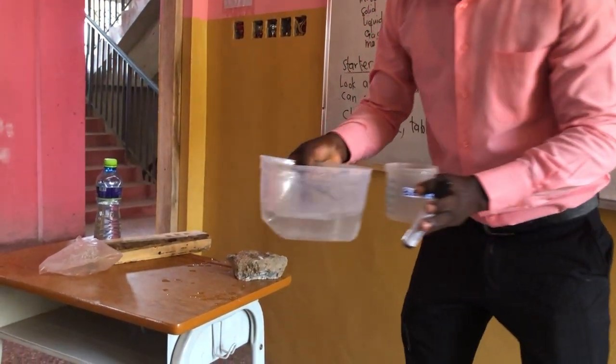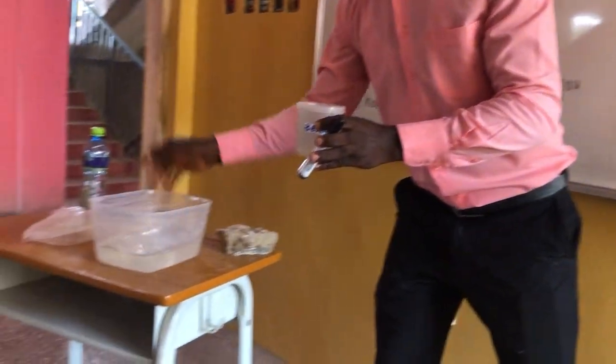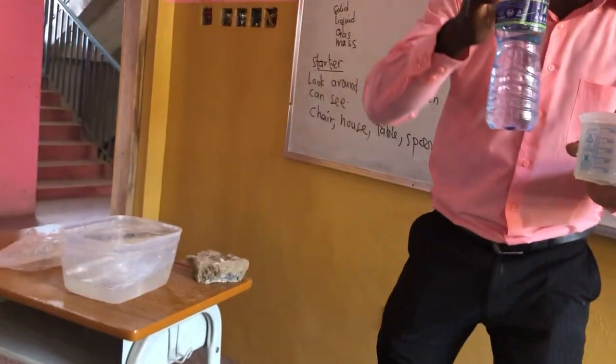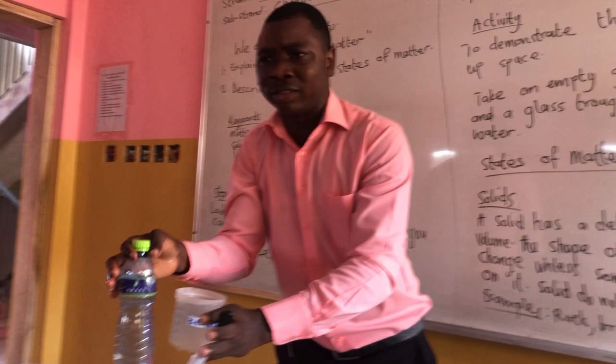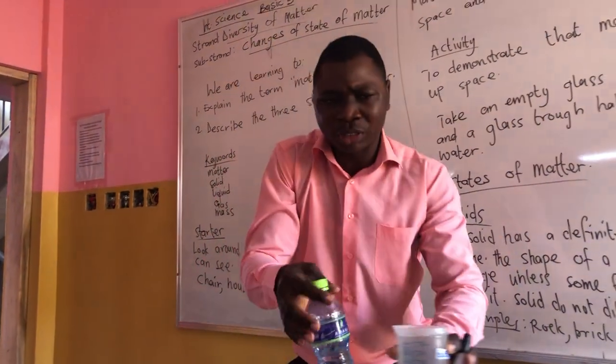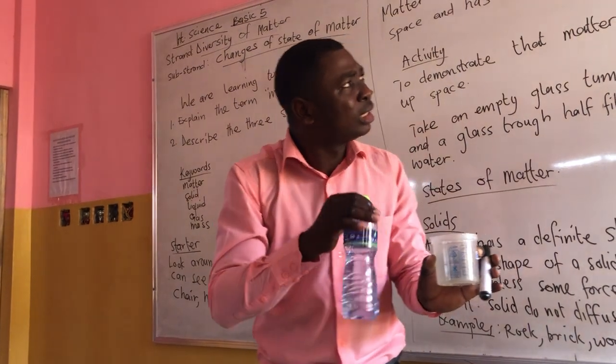Have you seen something like that? When it's here, the shape is different. When it's here, the shape is different. When I pour it inside this one, the shape changes. So it takes the shape of the object it is being filled into or is inside. It takes that object's shape. So it has no definite shape.